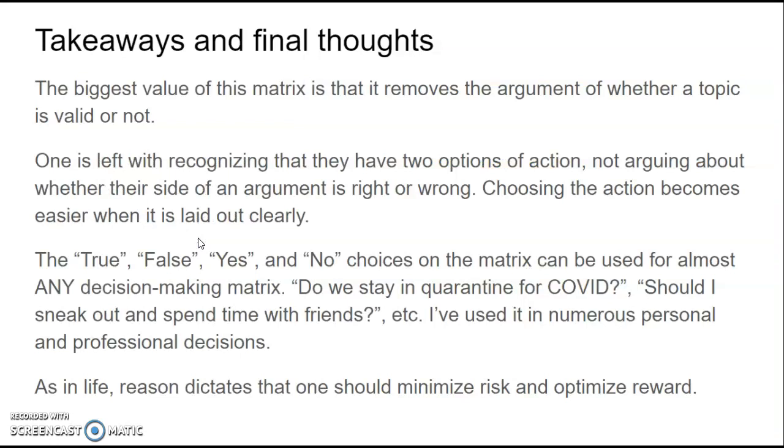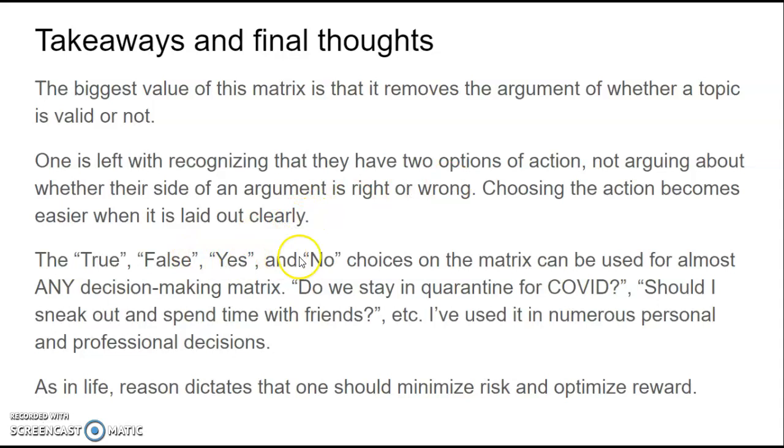And then some takeaways and final thoughts here. The biggest value of the matrix is that, again, it removes whether or not you're right or you're wrong, whether somebody's valid or not. We stop arguing about all that stupid stuff. We recognize that you have two options of action. You're not going to argue about right and wrong. You're just going to say, well, you can either do something about it or you don't.